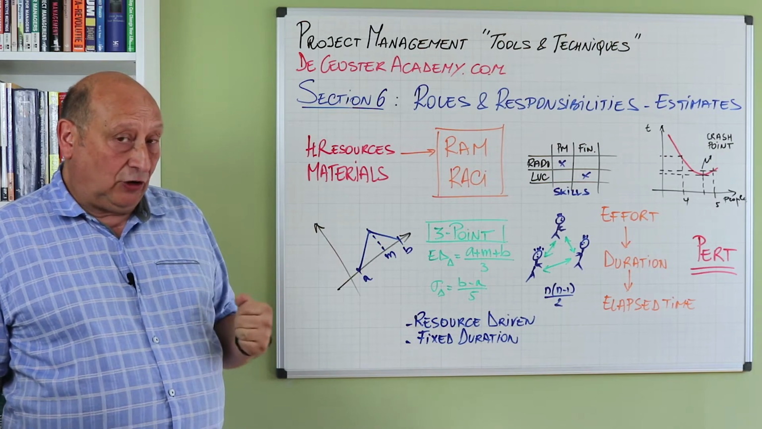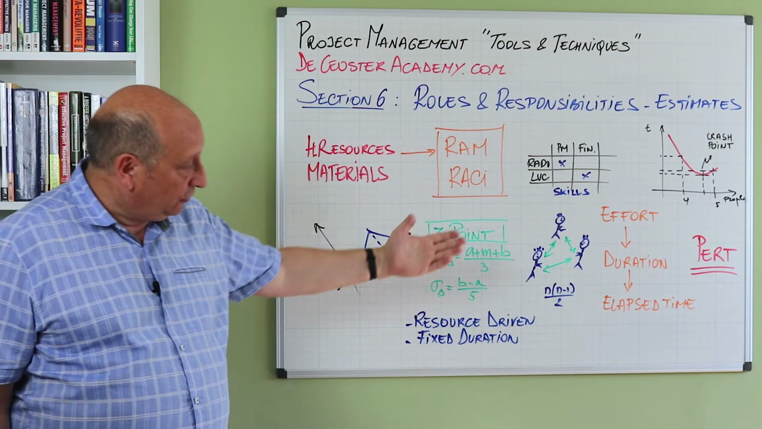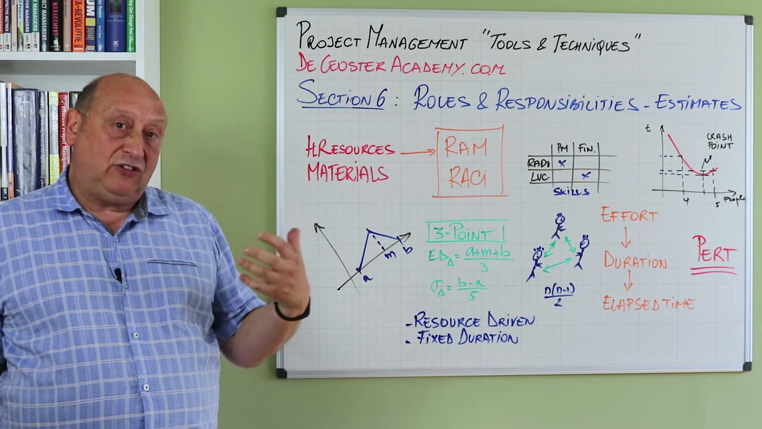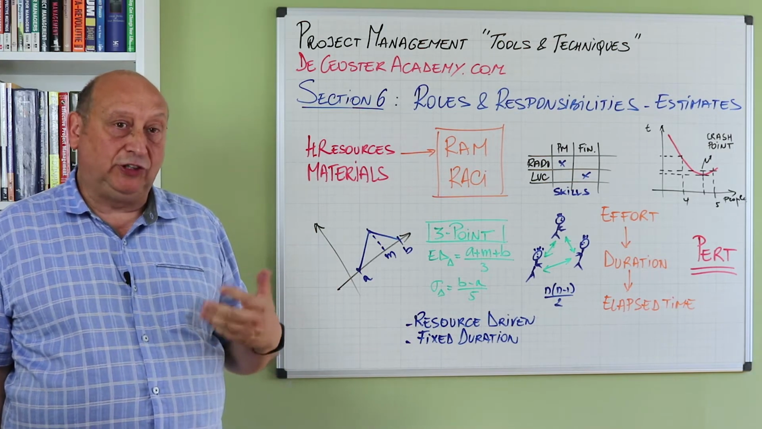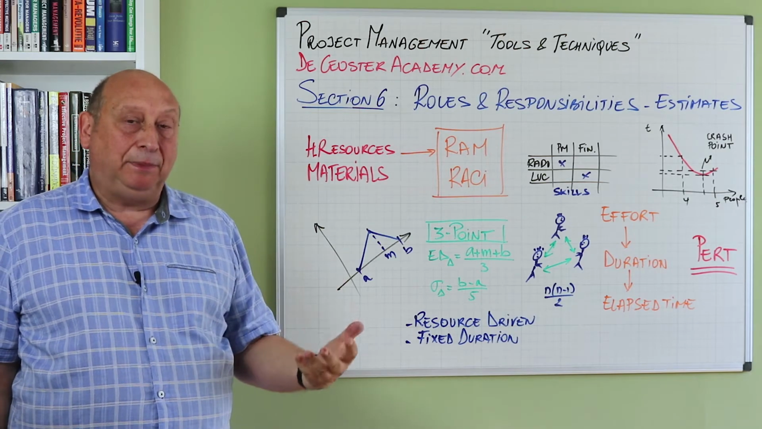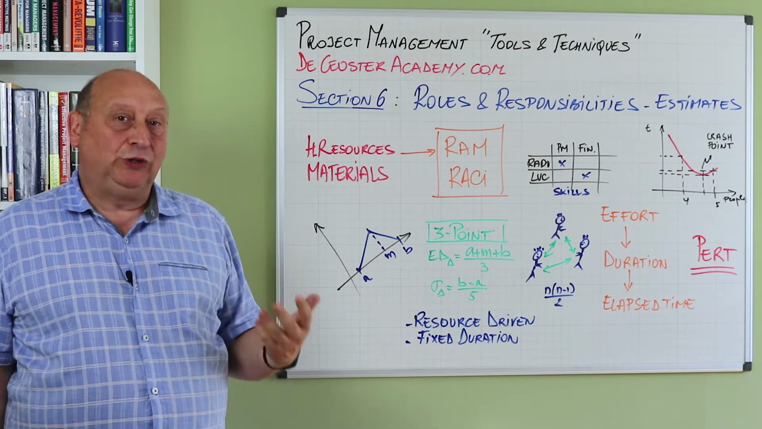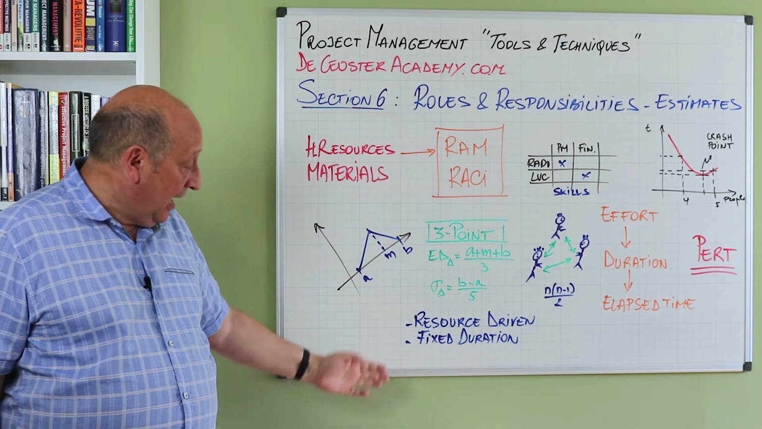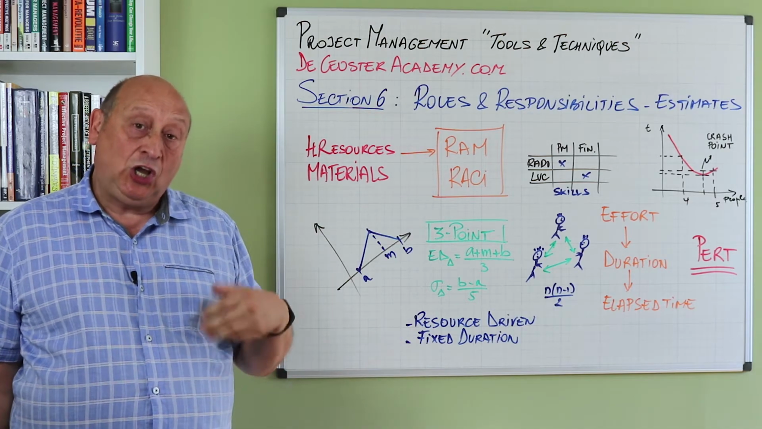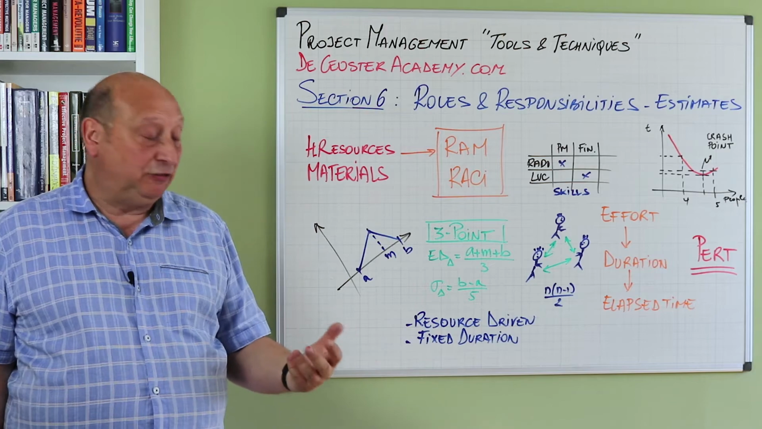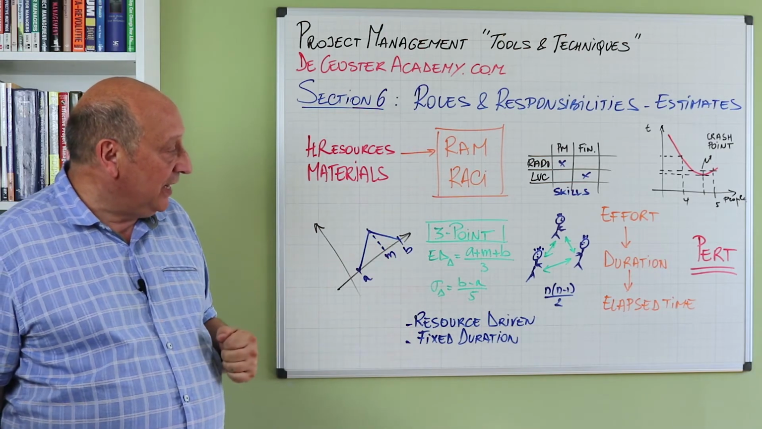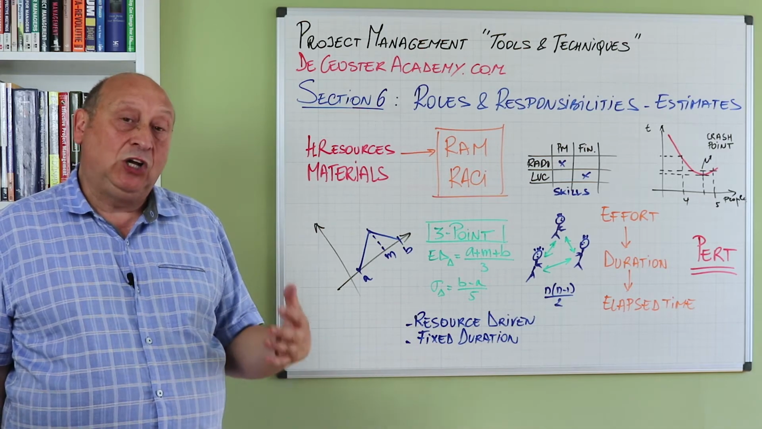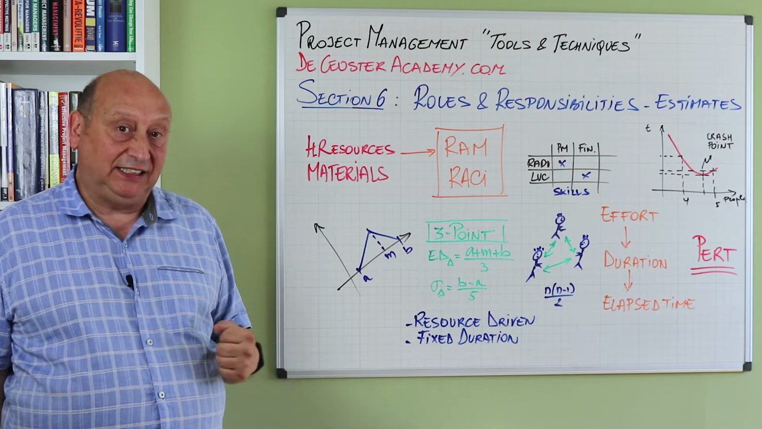When we calculate the duration of an activity, we have to look at effort, duration, and elapsed time. We start with a basic estimation of the activity. What happens if we add people to the activities? We will see that there are resource-driven and fixed duration activities. We have to approach them in a different way. And the final estimation is the elapsed time. What will be the calendar time to complete these activities?